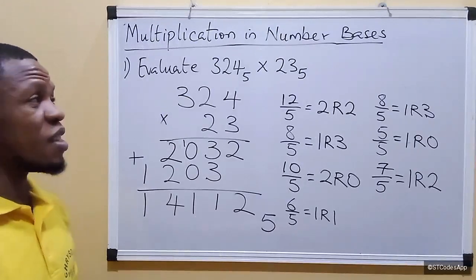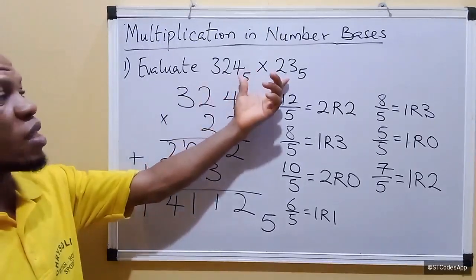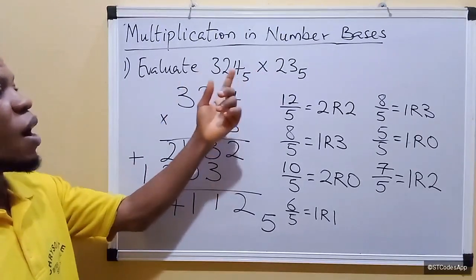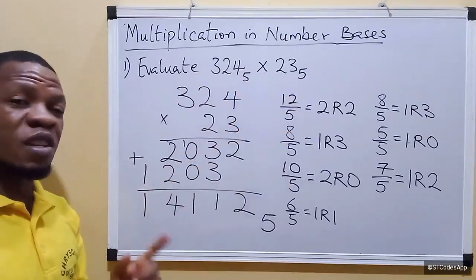I am going to take another example. We are going to still make use of the multiplicands we have here, 324 and 23, but I'm going to use a different base this time.